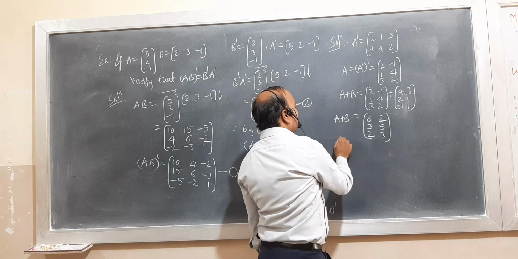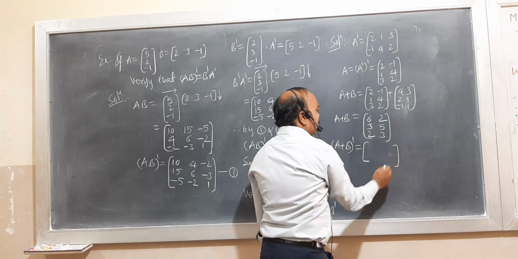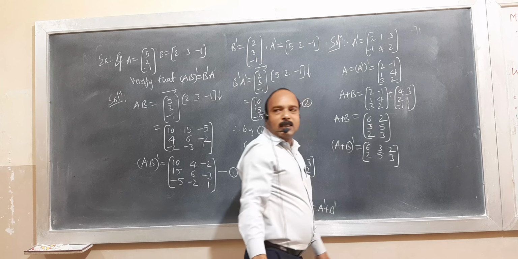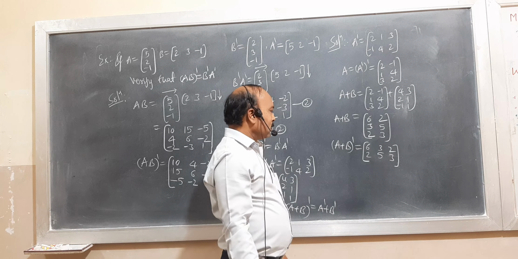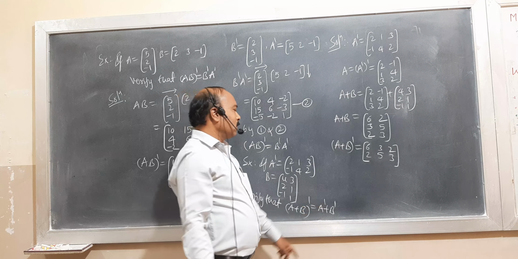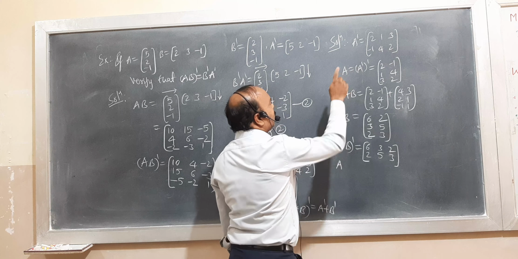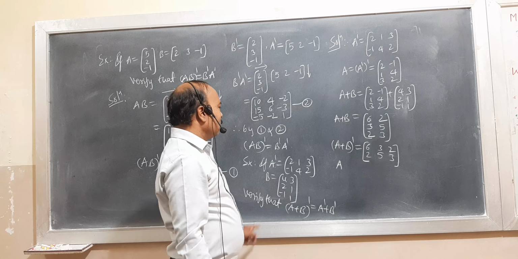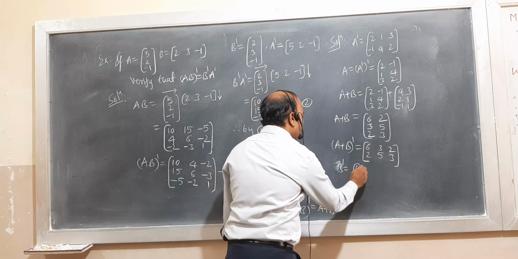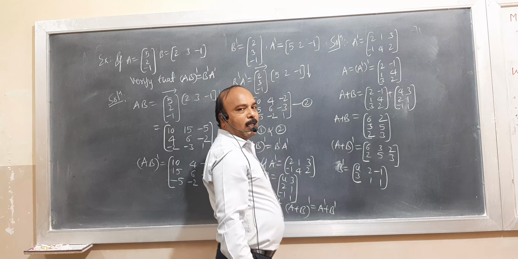Next we go for the transpose of this, (A plus B)'. Now it is written as 6, 3, 2, 2, 5, 3. It is (A plus B)'. Next we go for the right hand side, that is A' plus B'. A' is already there. A' equals 2, 1, 3, minus 1, 4, 2. We calculate B'. B' is given by 4, 2, minus 1, 3, 1, 1. It is the B' matrix.